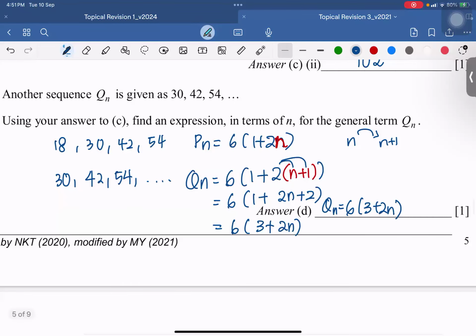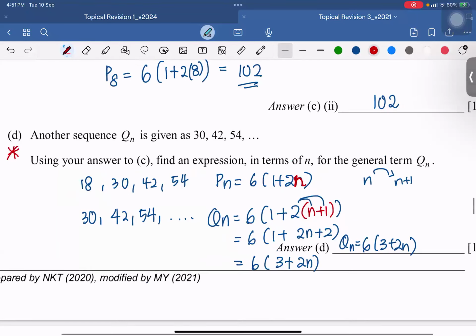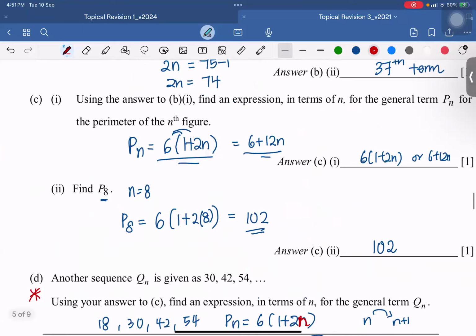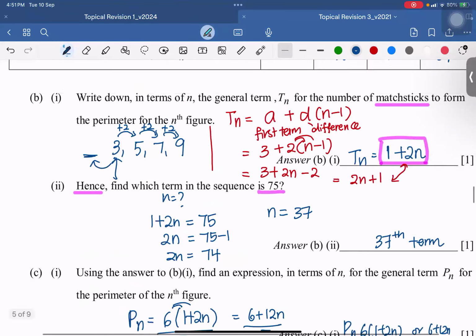Okay, so this question is a little bit harder. Please take note. Let me add in some stuff. This is Pn, this one is Tn.